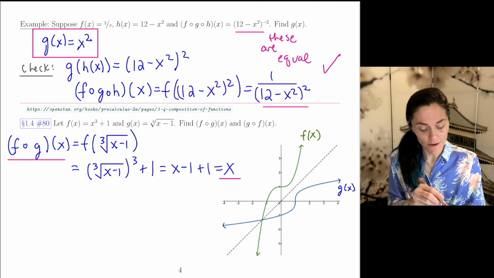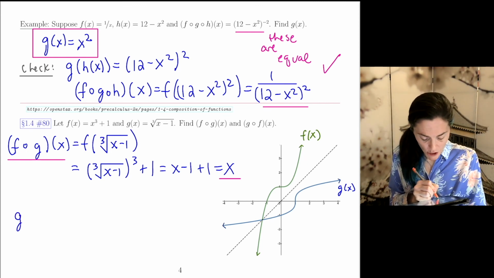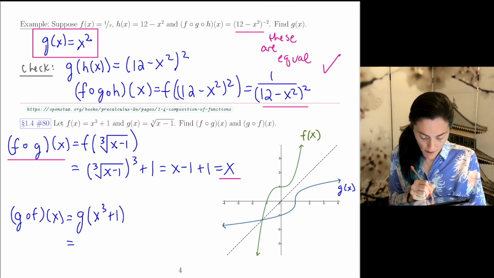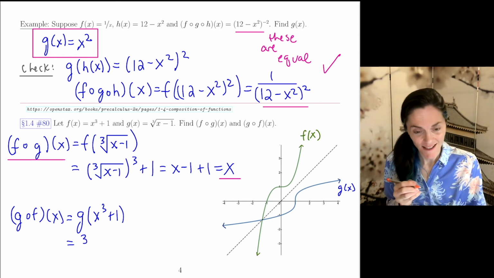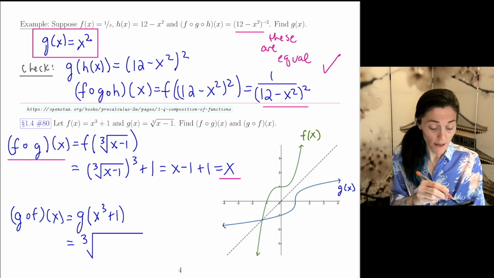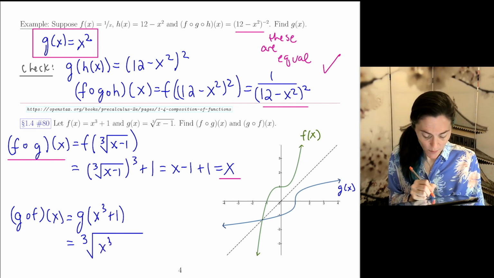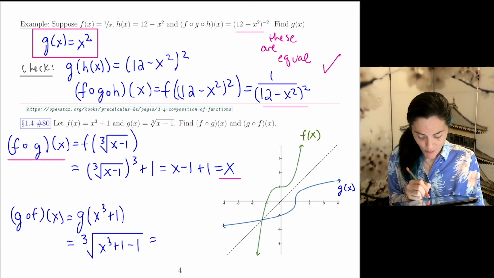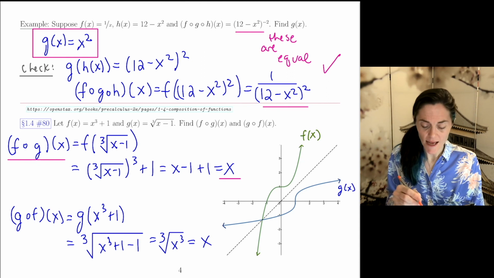Now let's compose in the other direction. g compose f of x. This would be g of x cubed plus 1. What this says is everywhere in function g where we see an x, we put in x cubed plus 1. So we will have x cubed plus 1 minus 1, and then we take a cube root. This is the cube root of x cubed, which, once again, is just x.